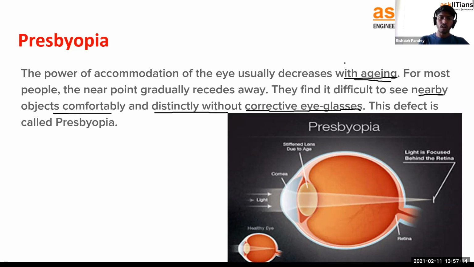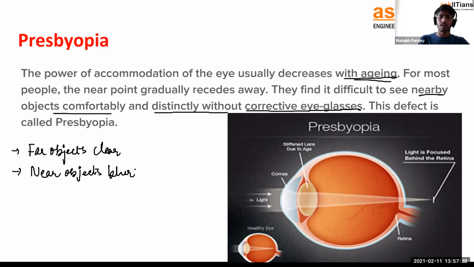So in this situation, you can see far objects clear, and near objects blur. If it is blur, that means it's not up to the mark. The point is that this is generally due to aging. So these are the main points which need to be considered when we talk about presbyopia, right?